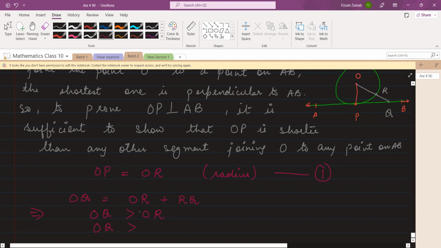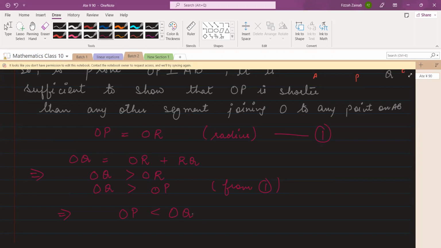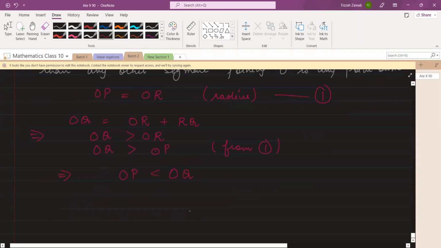Now I can replace this OR by OP from 1. Is that clear? So I have shown that OP is smaller, or you can reverse it. So this implies that OP is smaller than OQ. If I take any other point Q and join it with O, it will always be greater than OP, or OP is smaller than OQ.